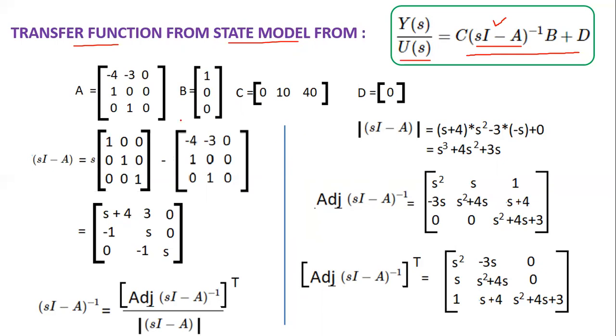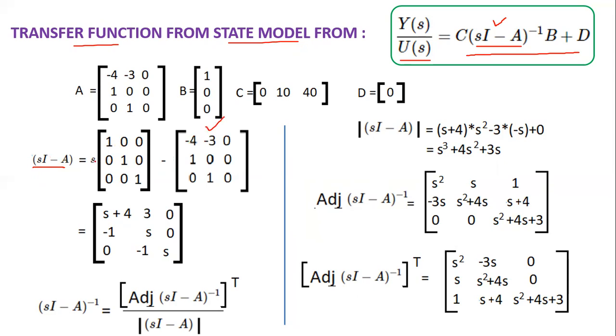So coming to the first step, we need to identify sI minus A, where I is the identity matrix. A is a 3 by 3 matrix, so the identity matrix also we need to take as 3 by 3. So s into 1 0 0, 0 1 0, 0 0 1, minus the A matrix.